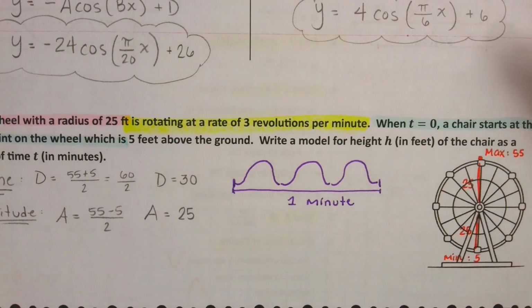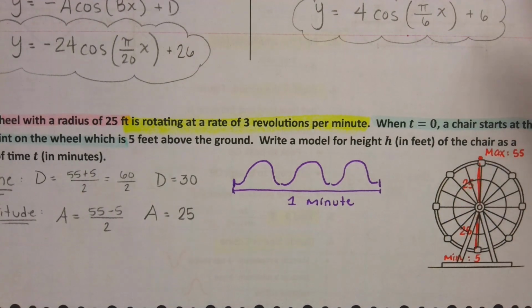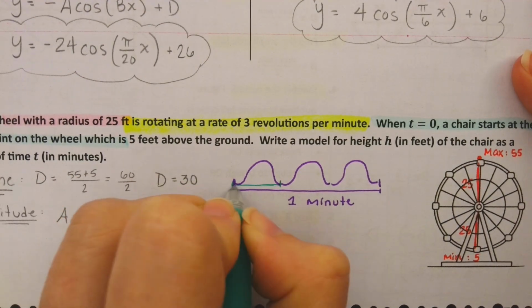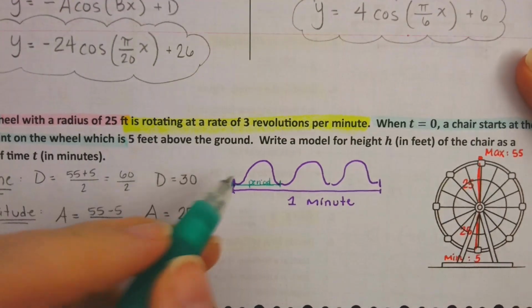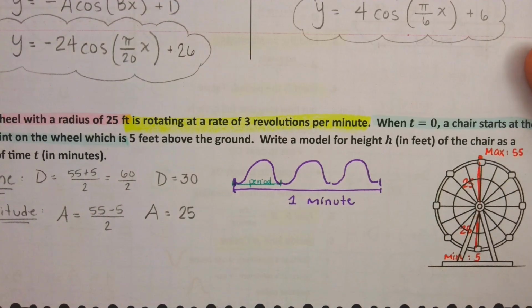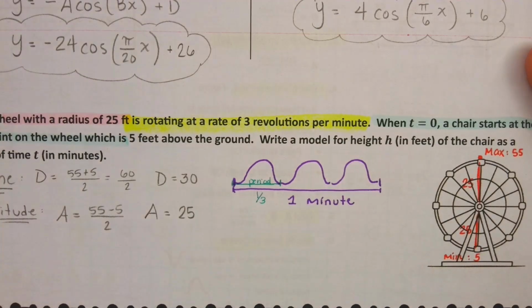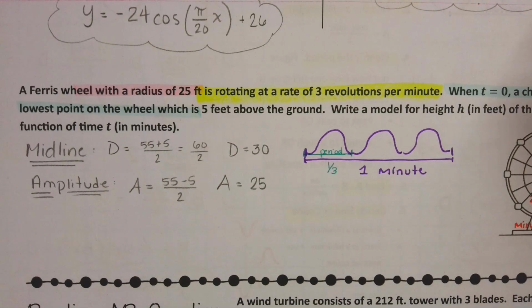But period is the x distance it takes to make one cycle. So my period is actually just this distance right here. This is the period, the x distance it takes to make one cycle. And this x distance to make one cycle is 1/3 of a minute. Period is 1/3. Okay, that was tricky. That was the trickiest I think the period gets.